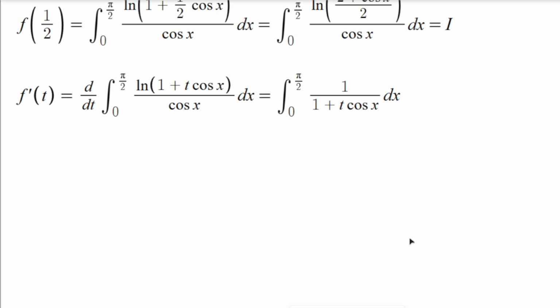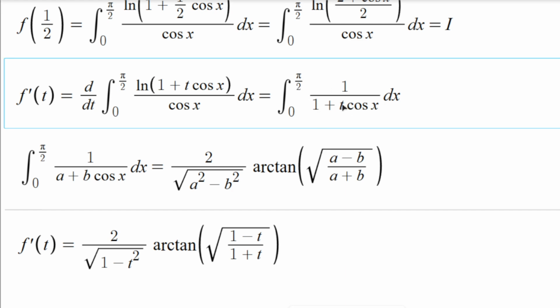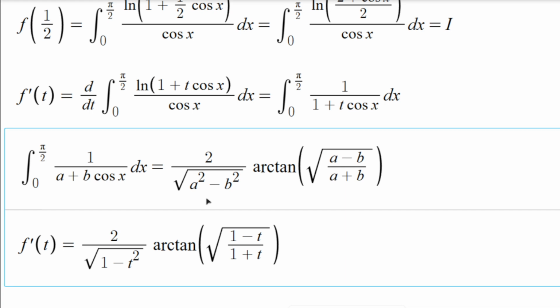And in a previous video, I derived a bunch of neat trig integrals. And this was one of the formulas that I derived. This right here is true. Obviously, there are certain restrictions on a and b that need to hold, and they're pretty obvious what they need to be. But using this formula, we can see that the integral from 0 to pi over 2 of 1 over 1 plus t cosine x is just this formula where our a is 1 and our b is t. So plugging that in, we see that f prime of t is equal to this.